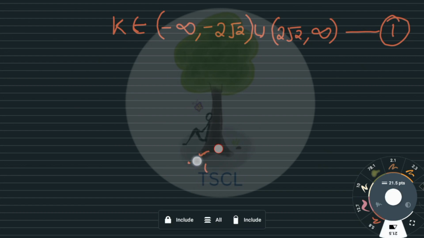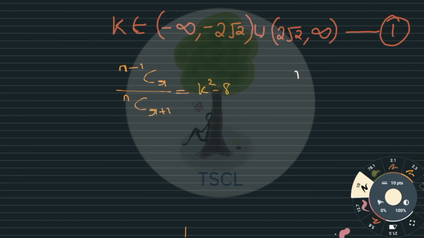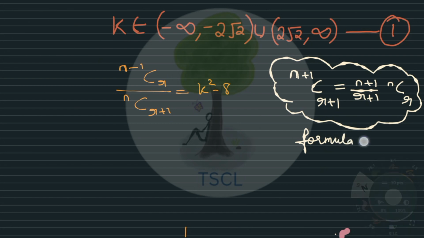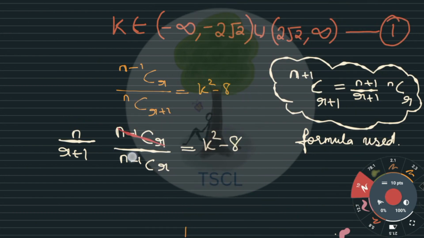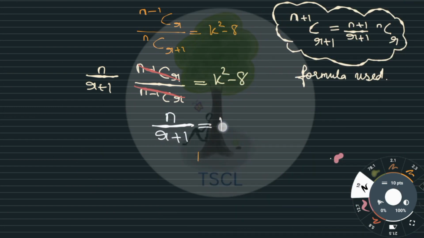For the second part, let's write down the first equation that we got, that is N minus 1 CR divided by N CR plus 1 is equal to K square minus 8. N plus 1 CR plus 1 is equal to N plus 1 divided by R plus 1 N CR. This is the formula used. So this will become, let's take the common out, N R plus 1 divided by N minus 1 CR divided by N minus 1 CR is equal to K square minus 8. We'll cancel out this N minus 1 CR and N minus 1 CR. Thus we obtain an equation that is N divided by R plus 1 is equal to K square minus 8.